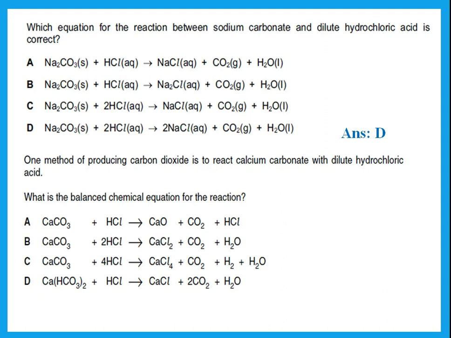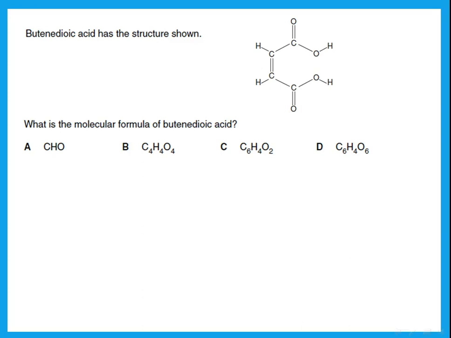So let's take a look at A and B. A and B, first of all, you should realize, I don't know if you remember, that if you have acid with carbonate, it should give you a salt plus carbon dioxide plus water. You can't have HCl before the arrow and the HCl after the arrow. So the only possible answer that is correct is B. Okay, what is the molecular formula of this compound? Again, we said if he says molecular formula, that means you count the total number of carbons, hydrogens, and oxygens. And we said this one has 4 carbons, 4 hydrogens, 4 oxygens. So the answer is B.